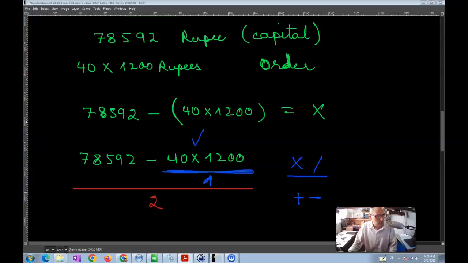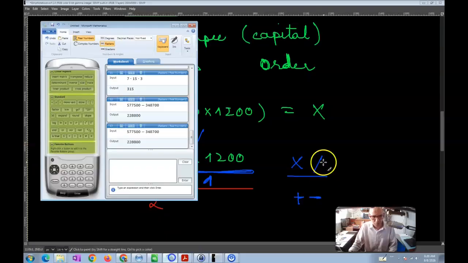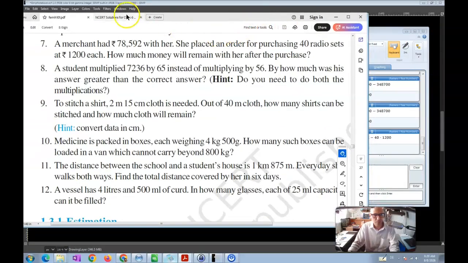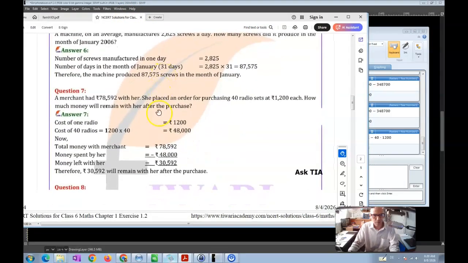Okay, so that's all about that, and of course I can do that on a calculator as well. So 78,592 minus 40 times 1,200 is the same thing as 30,592. 30,592, which is the answer right over here.